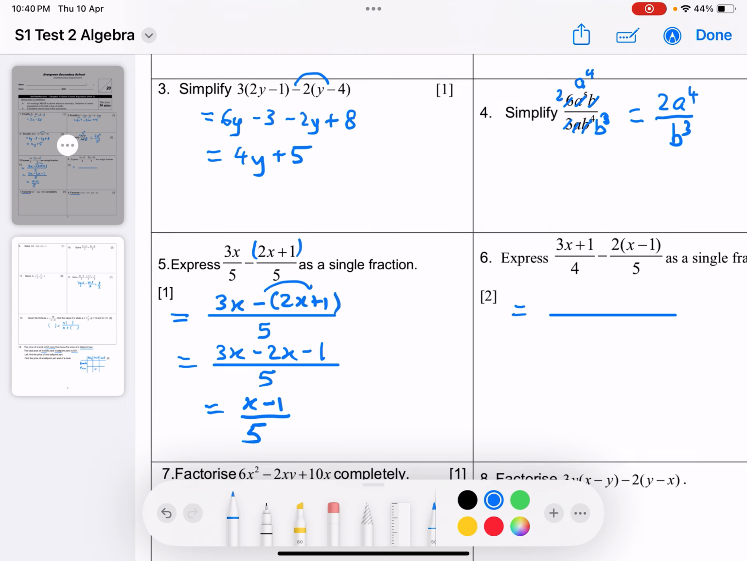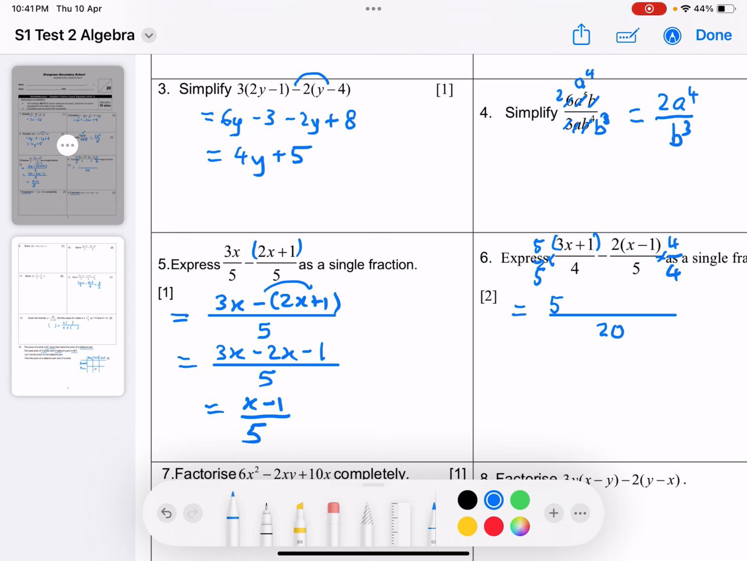Now in sum number 6, we have different denominators. So what we need to do is to make the same denominator. In the first denominator, we don't have a 5, so we multiply by 5 over 5. And in the second, we have the denominator 5. We are short of a 4, so we multiply by 4 over 4. So now the denominator is 5 times 4, which is 20. So we put everything under the same denominator, 20.